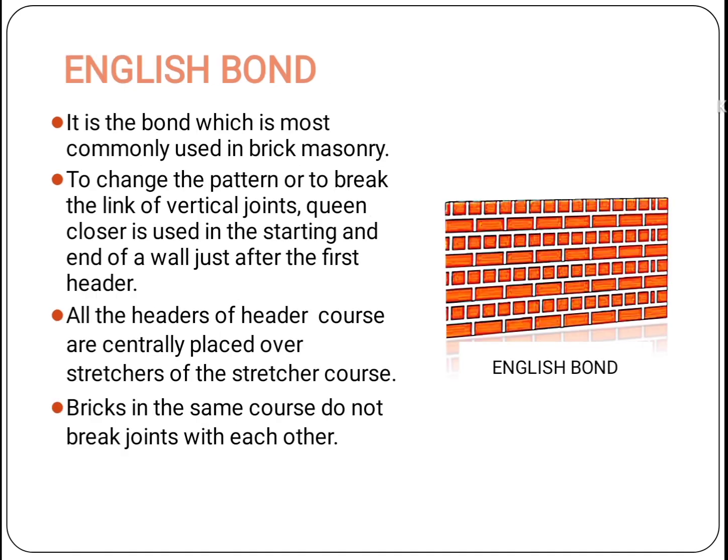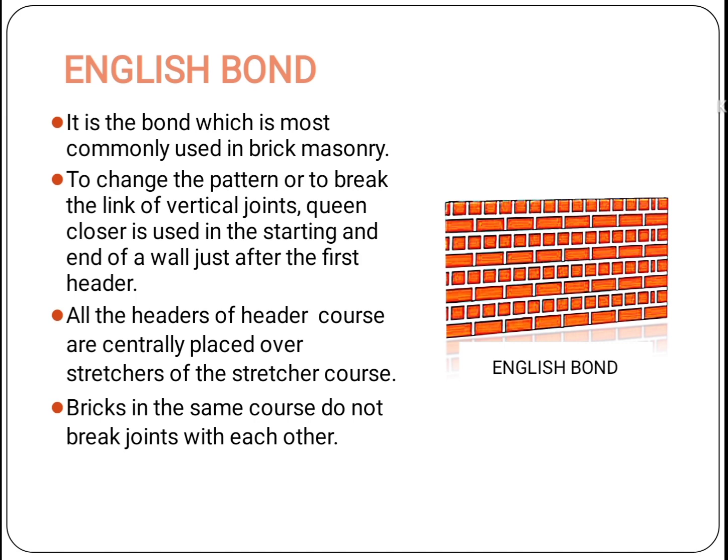English bond. It is the bond which is most commonly used in brick masonry. It is considered to be the strongest among all brick bonds. Alternate faces in this bond show headers and stretchers.